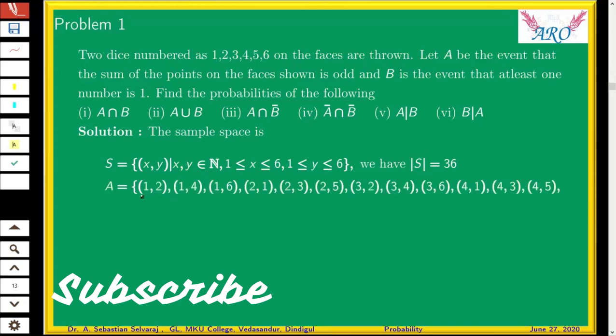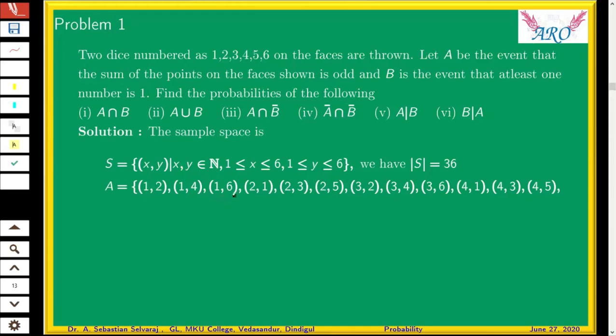Next, the event A is the event that the sum of the points on the faces is odd. We have to collect the sample points whose sum is odd: (1,2) is 3, (1,4) is 5, (1,6) is 7. Likewise, we collect the sample points whose sum is an odd number. So from this, the cardinality of A is equal to 18. It has 18 elements.